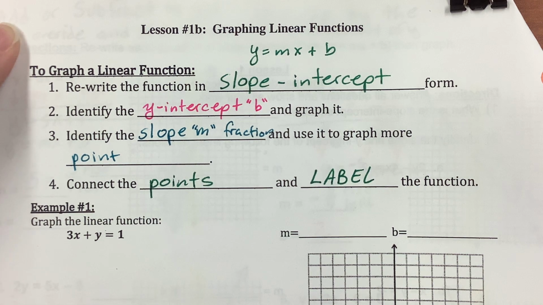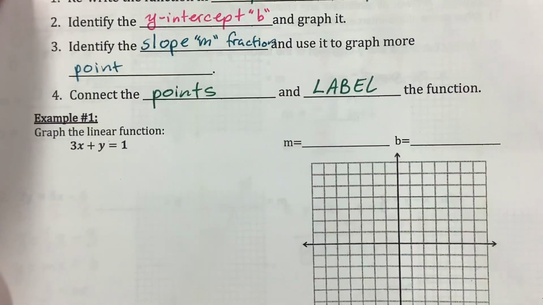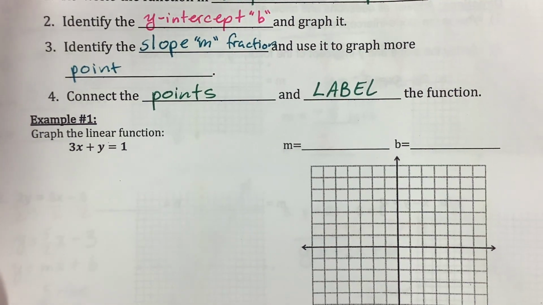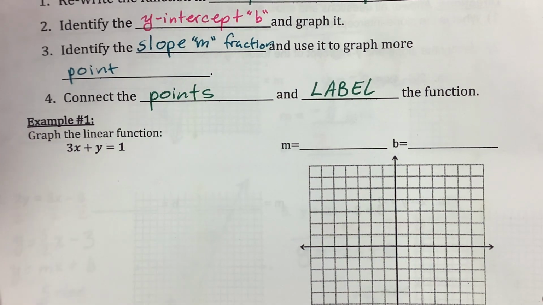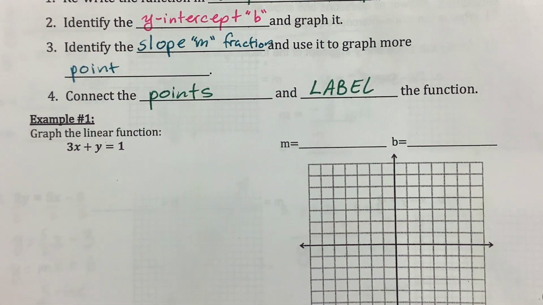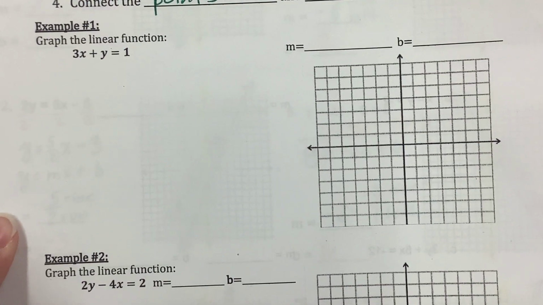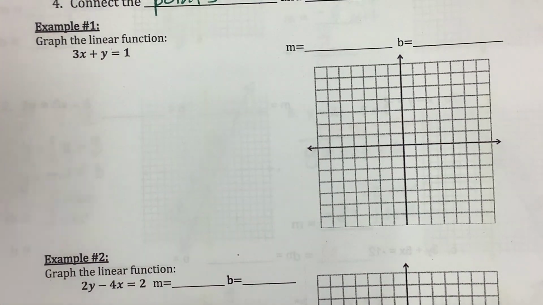Unlabeled functions lose a point every time, and there's a quiz next week, so make sure you're labeling things. All right, so graph this linear function. Oh, remember we had some steps on how to rewrite it in y equals mx plus b form? Let's write those steps down again, just to get them clear in everyone's head.